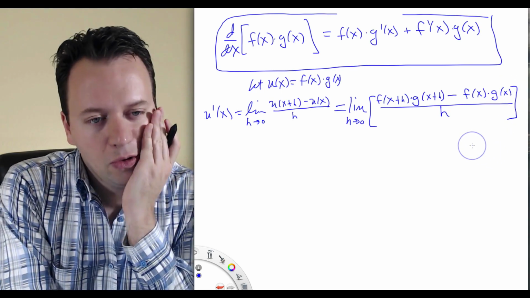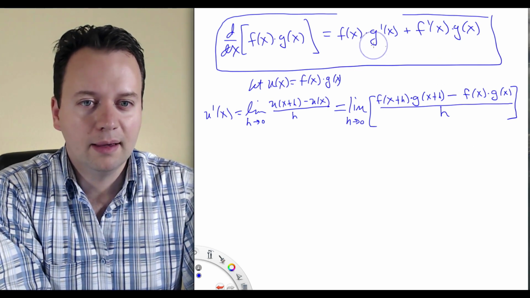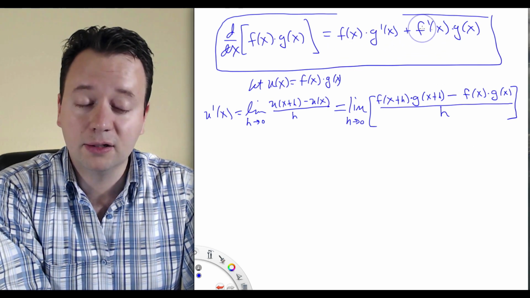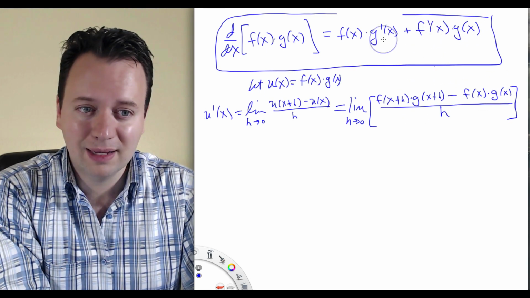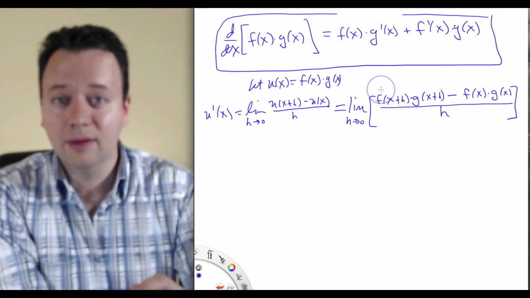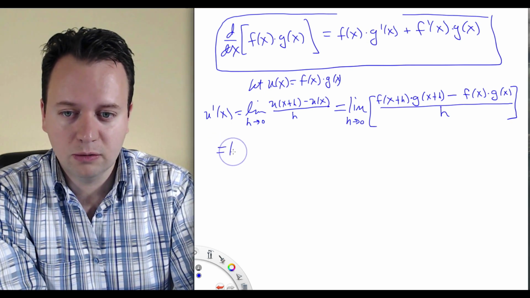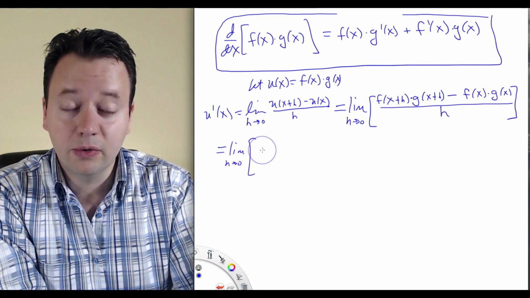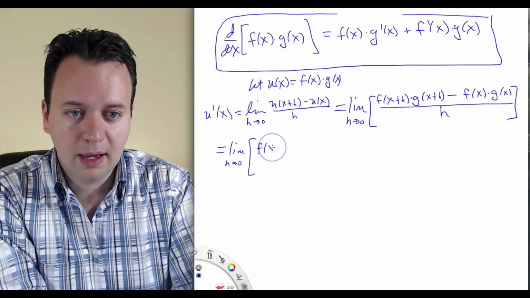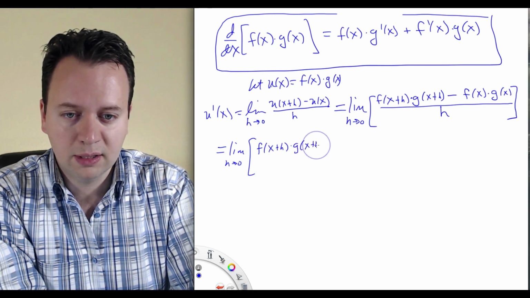Now, you might be looking at that and thinking to yourself, how is something like that going to look like f times g prime plus g times f prime? It doesn't really look like it's all there, but we have a little trick. So this is equal to the limit as h goes to 0. Watch this. We start off by just f of x plus h times g of x plus h.